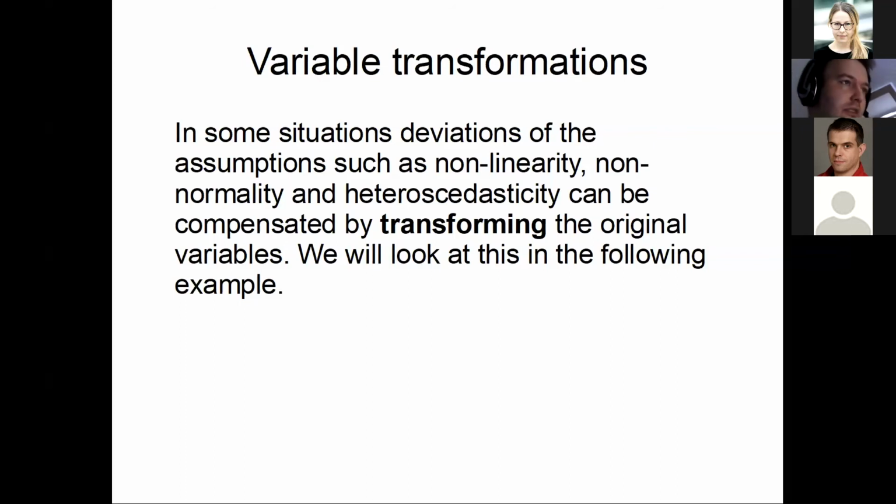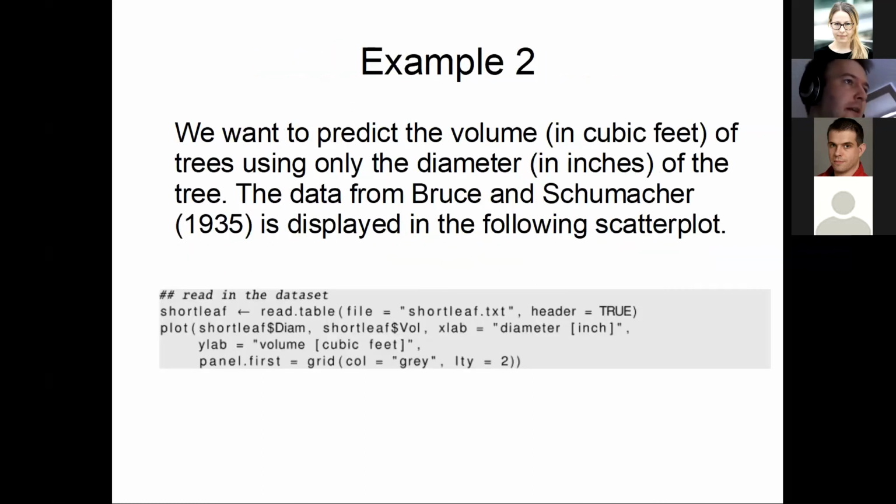I also brought an example such that you can see this. So this is the second example. We want to predict the volume in cubic feet of trees using only the diameter in inches of the tree. And these data come from Bruce and Schumacher. We can look at the data in the following scatterplot. If you want to reproduce this, you can just use this R code here.